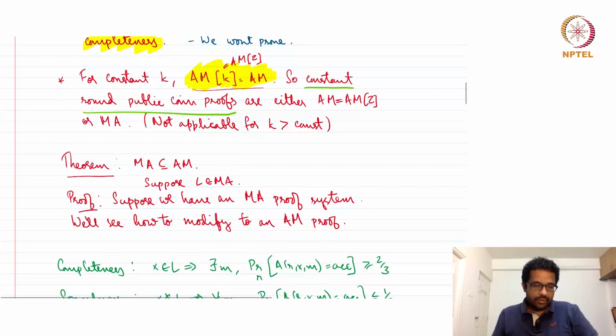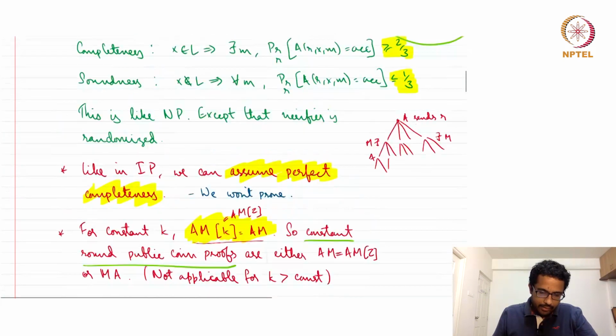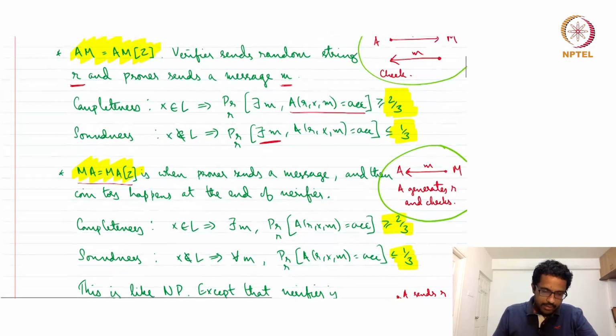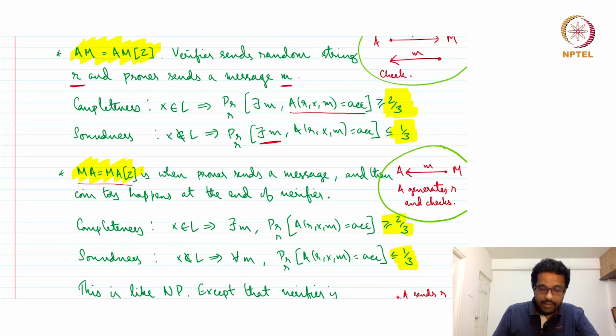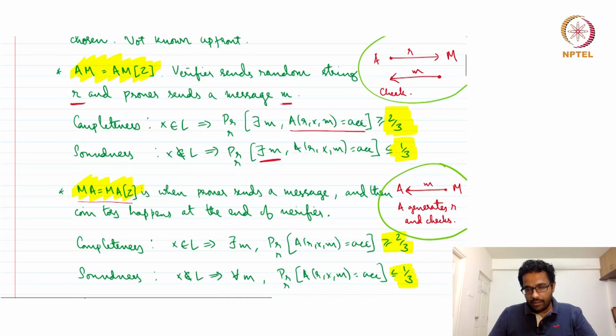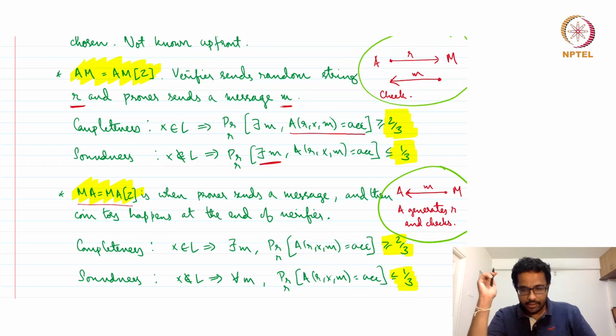Okay. So we saw AM, we saw MA, both being public coin protocols, and we will now see that MA is contained in AM. You may guess that this is indeed the case, because in the case of MA, the prover has to pick out a message before seeing the randomness. In the case of AM, he gets to see the randomness and then pick out the message.